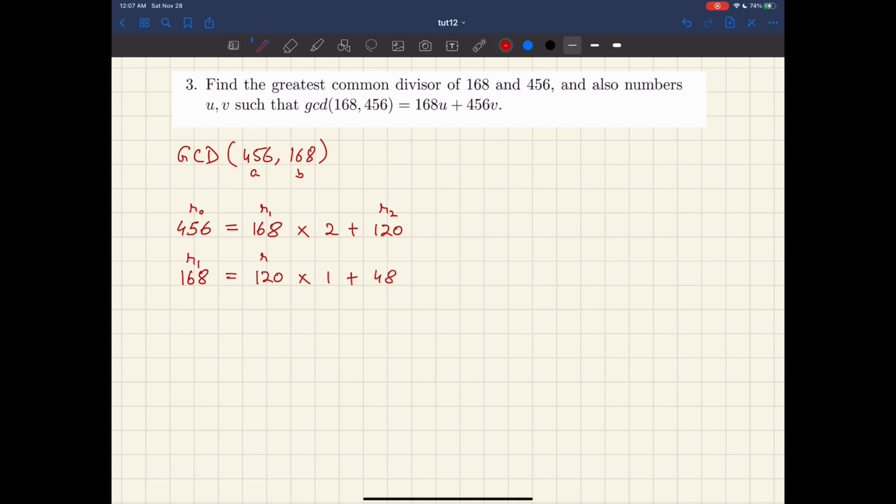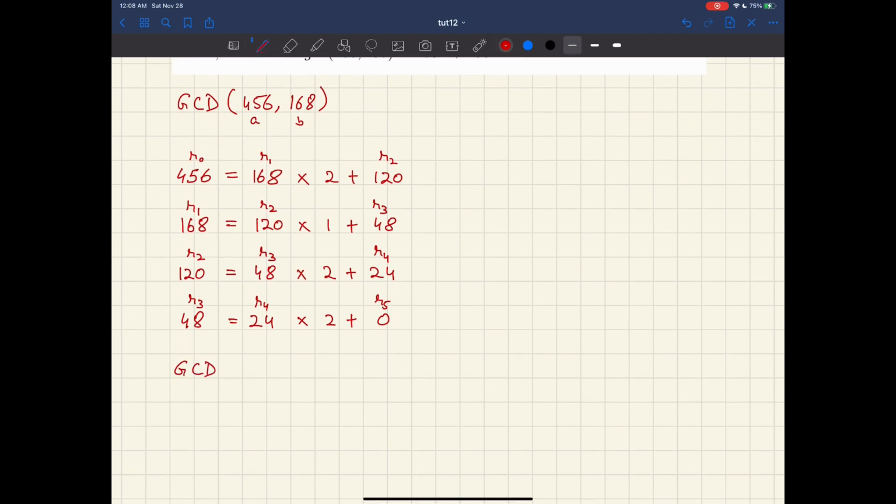Now you rewrite 168 as a combination of 120 with a remainder, and you keep on shifting them left until you reach 0. So R2, which is 120, is equal to R3, 48 times 2 plus 24. And 48 is 24 times 2 plus 0. Now since we have a 0, which is R5, your previous remainder would be the GCD.